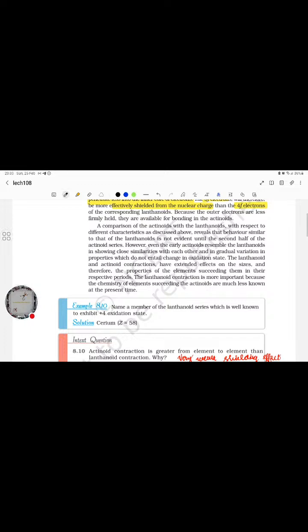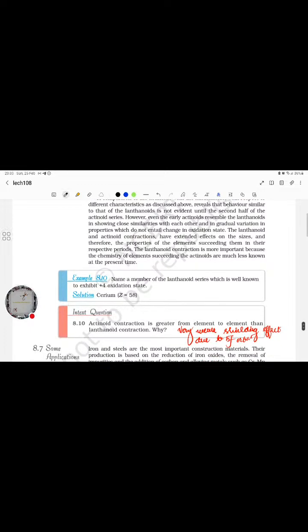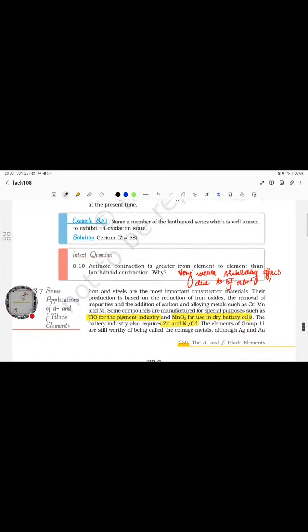Because of this particular contraction, there is an effect on size. And a size effect will certainly have some effect on the properties of the elements. And the lanthanoid contraction is of more importance. Why? It is more important because we do not know much about actinoids at this particular time, they say.